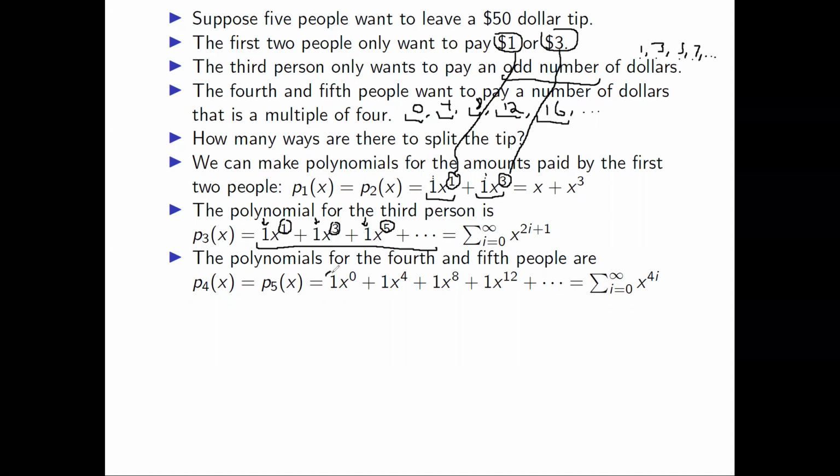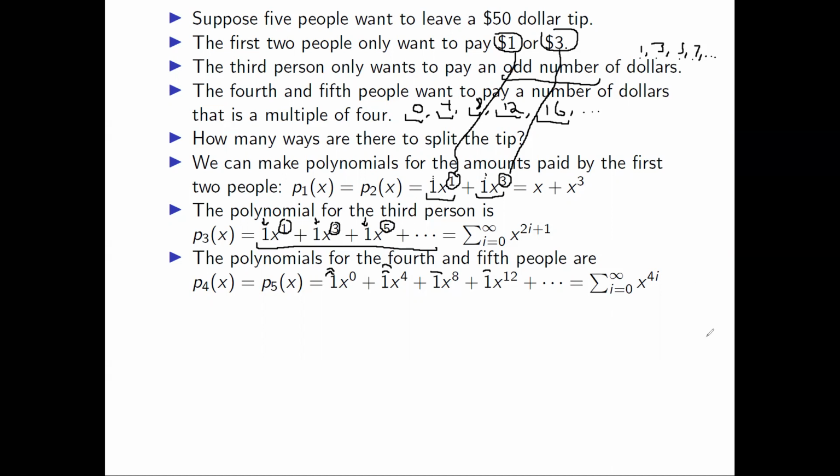So there's one way for them to pay $0, one way for person 4 to pay $4, one way for person 4 to pay $8, one way for person 4 to pay $12, and so on. Same with person 5. One way to pay $0 for person 5, one way to pay $4 for person 5, and so on. They both have the same polynomial. And it's an infinite polynomial. It's a sum that we can write in this way as i equals 0 to infinity of x to the 4i.